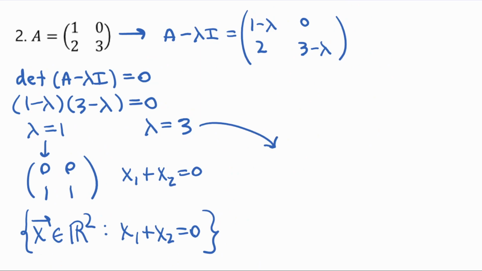With lambda equals 3, I'm going to say, okay, 1 minus 3 and 3 minus 3.